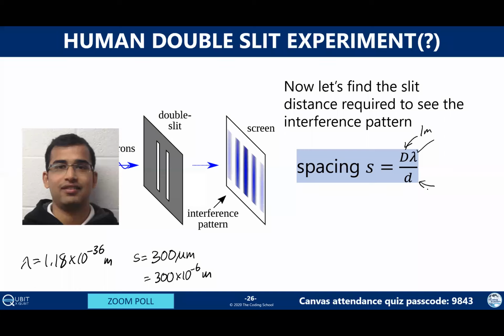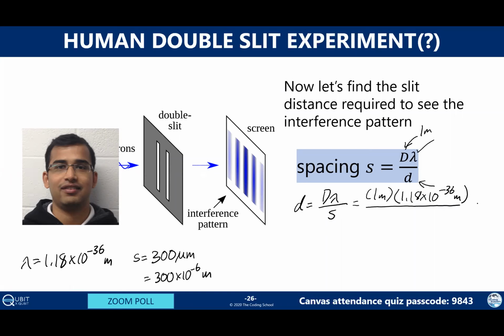Okay, so about half of you have had a chance to answer this question, so I'm going to go ahead and start answering it myself. Again, I'll just rearrange this so that we are solving for the distance small d, d equals capital D lambda over s. And then we just plug in our values. So capital D is going to be 1 meter. Lambda, remember we solved for before using the de Broglie wavelength equation, was 1.18 times 10 to the minus 36 meters. And then we're aiming for a slit distance of 300 micrometer, so 300 times 10 to the minus 6 meters.